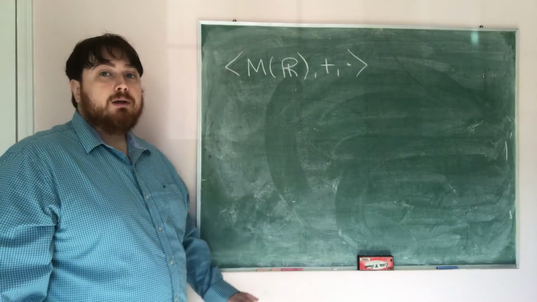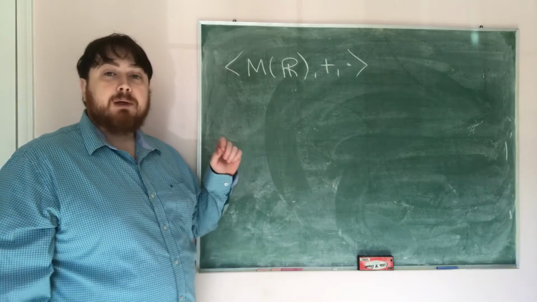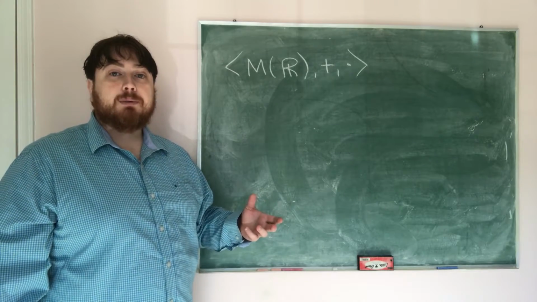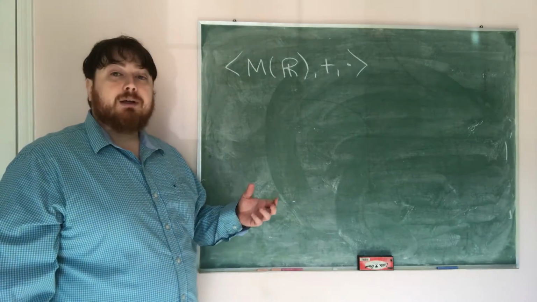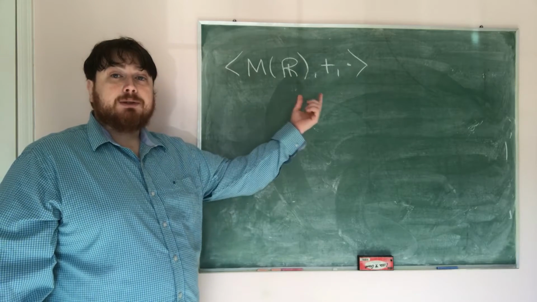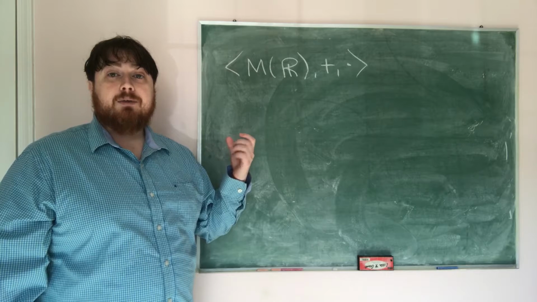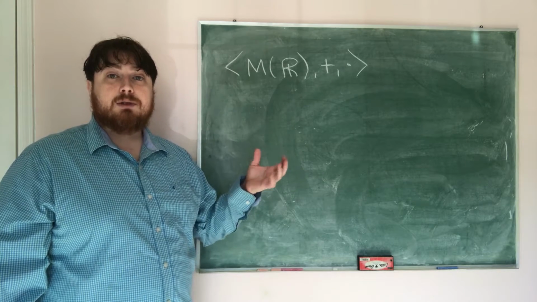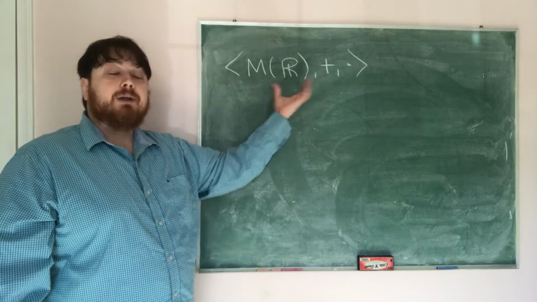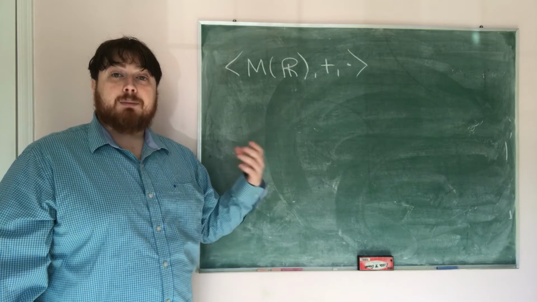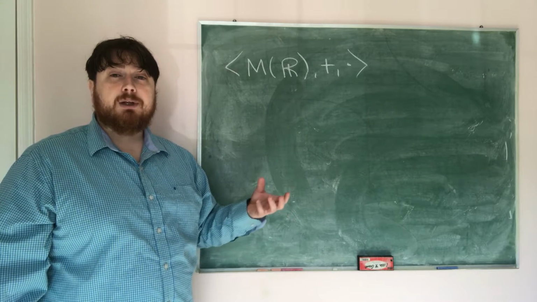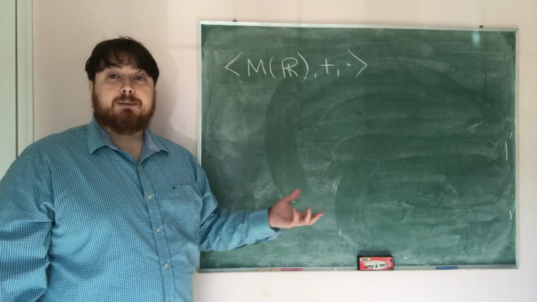What we're going to work on today is we're going to look at the set of all mappings from the real numbers to the real numbers. And what we want to show is that if we combine this with the operations of mapping addition and multiplication, we end up with a ring. So we're going to show that under addition we have an abelian, or commutative, group, and under multiplication we're going to have a semigroup.